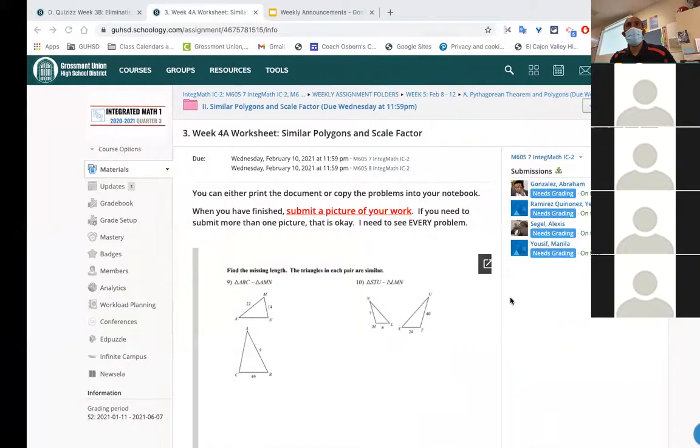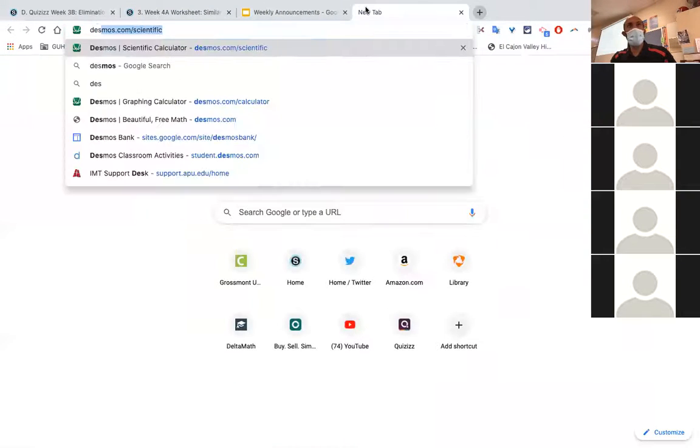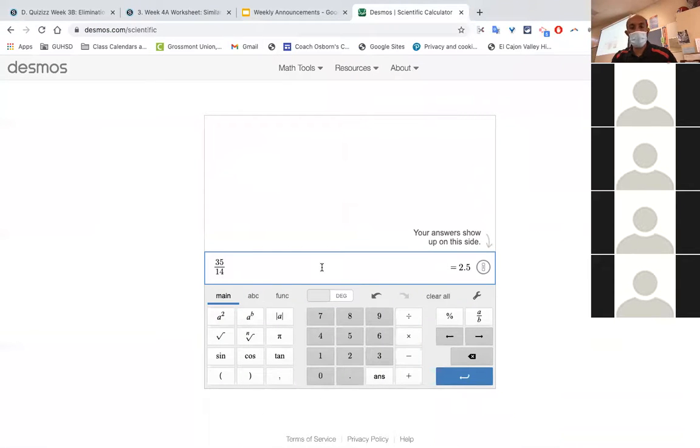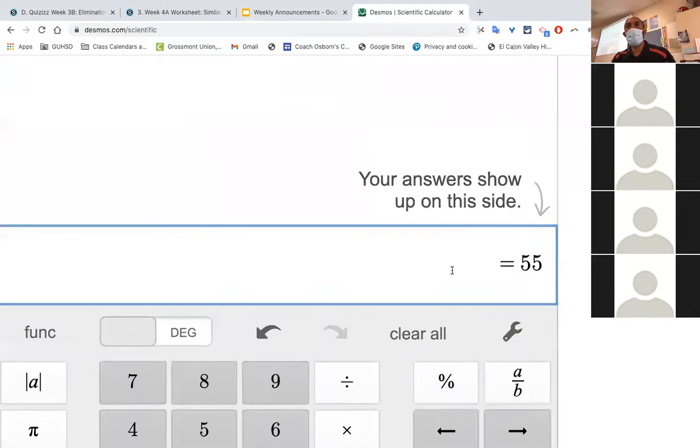Okay, so what I'm going to do is go to Desmos, use my Desmos calculator here, and I'll just set that up. So 35 divided by 14, and then I'll put on the side here times 22. And right there, the answer is 55.